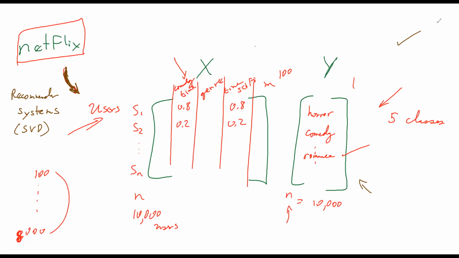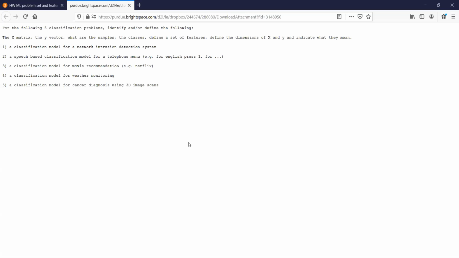Questions? All right, seems like there are no questions, so let's look at the next one. I just think this is pretty important, actually. We'll have time for the other stuff. All right, number 4 would be a classification model for weather monitoring. So weather monitoring. Who would like to talk about this?